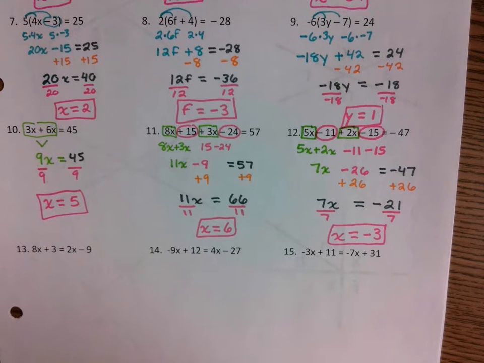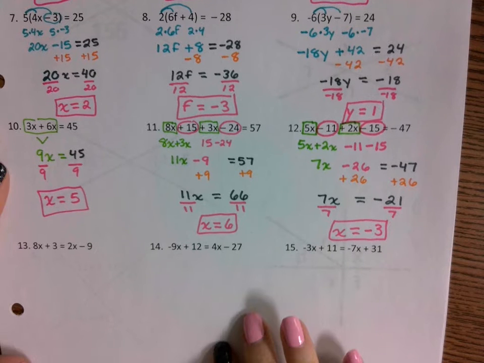Do I have variables on both sides? No. Do I have a constant? Yes. Let's get rid of the constant. Do I have a coefficient? Yes. Let's get rid of the coefficient. You just work through each of those step by step by step. Okay? All right. Problems 13 through 15.